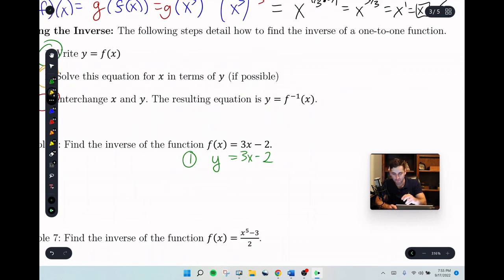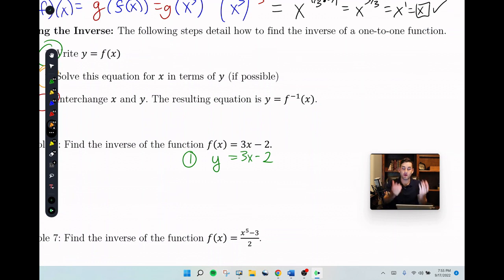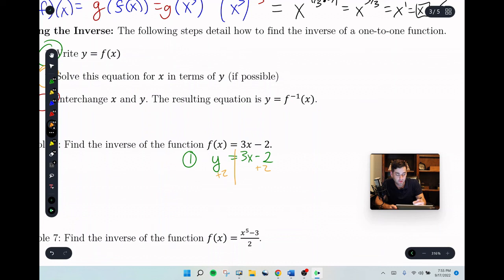Step 2. Solve this equation for x. Solve this equation for x means get x by itself. That was from week 1 of class. So to get x by itself, we'll follow the normal steps we would always follow. Reverse PEMDAS: plus 2, y plus 2 equals 3x, divided all by 3, and we are left with x equals y plus 2 all over 3.